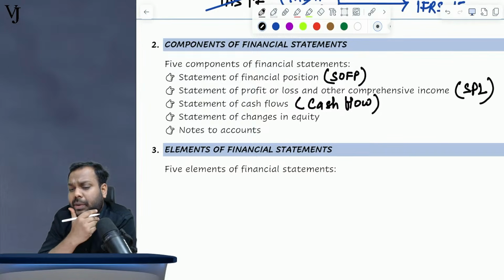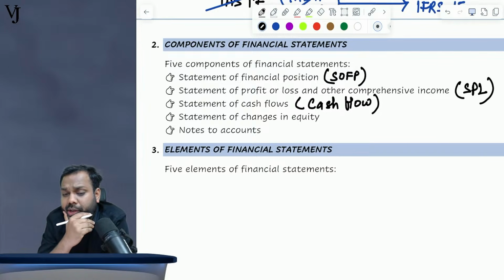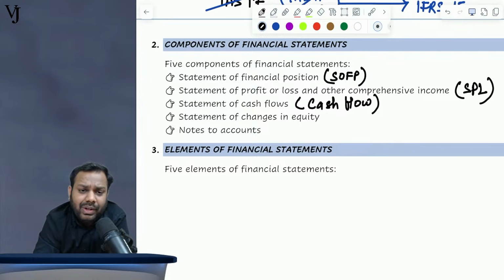Then comes statement of changes in equity. Can any one of you tell me, come on guys, what do you understand by the term statement of changes in equity? Can you please tell me, guys?